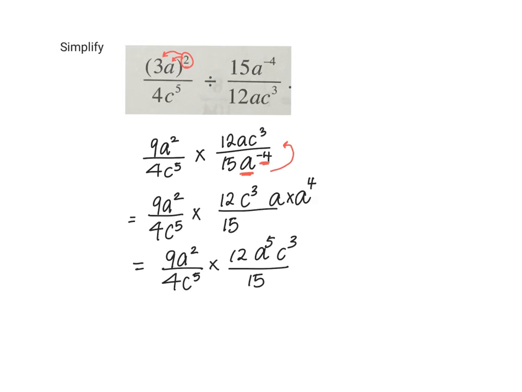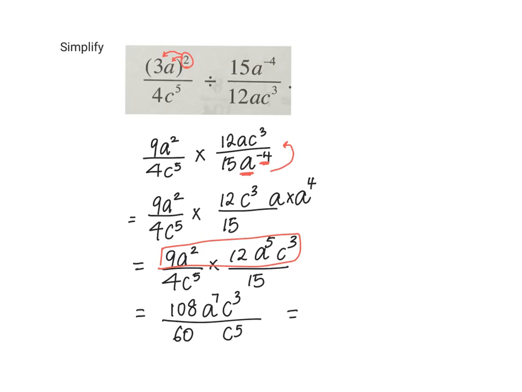Okay, combining everything together, we have our numerator to multiply with our numerator. That will give me 9 times 12, 108. A squared times a to the power 5, a to the power of 7, c to the power 3, over 4 times 15, 60. No a, so it's c to the power 5.